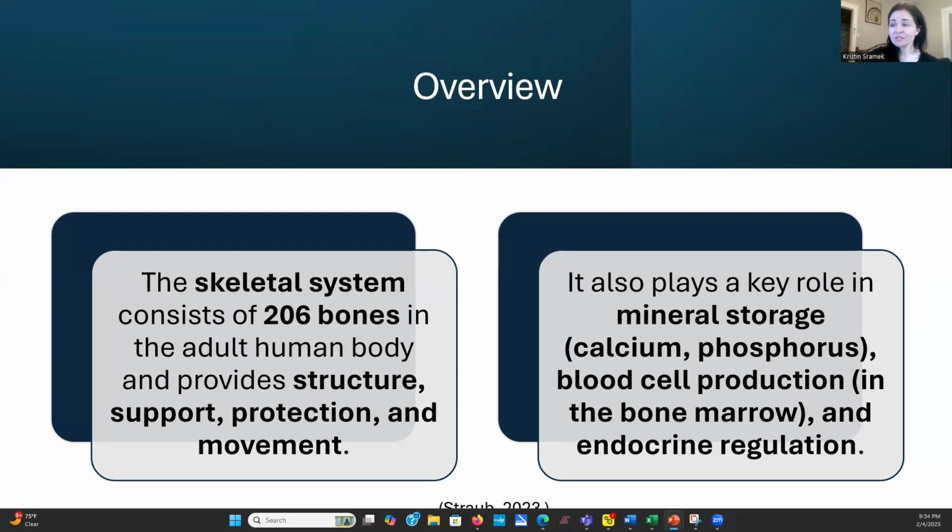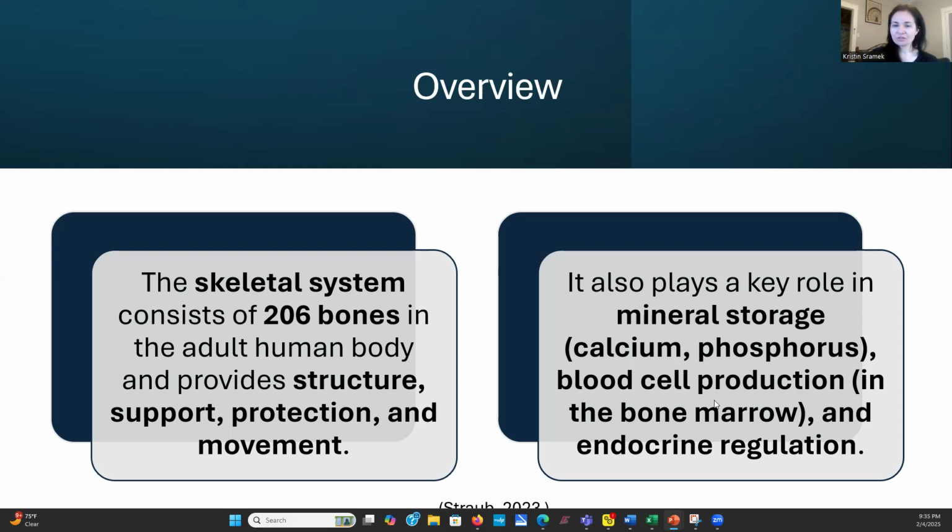There actually are more in children's bodies because bones fuse together. Generally speaking, the skeletal system provides structure and support for the body. It also provides protection and it allows for bodily movement. So the way that we are able to actually move our body around wouldn't be possible without our skeletal system. It also plays a really important role in mineral storage. So we'll be talking some about calcium, not so much about phosphorus, but that is another one. The production of blood cells in the bone marrow in particular.